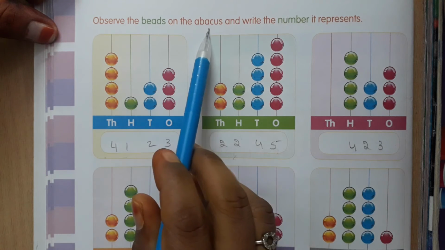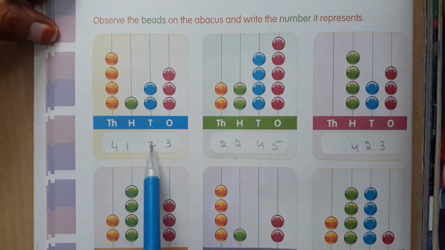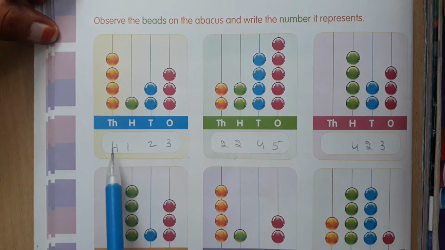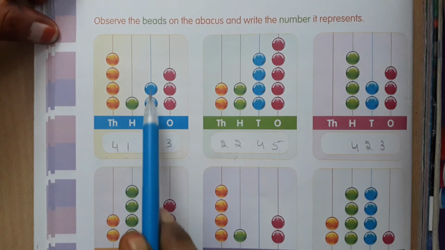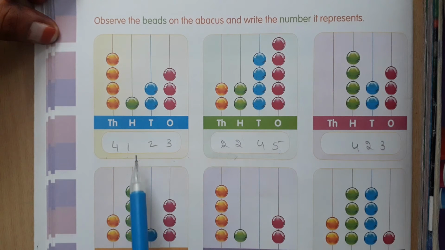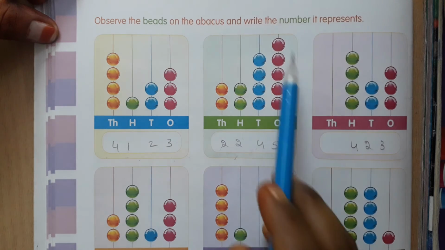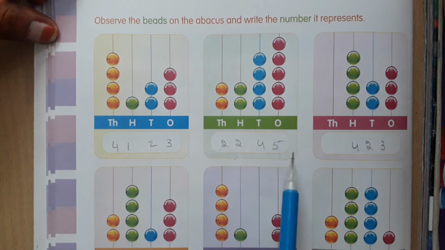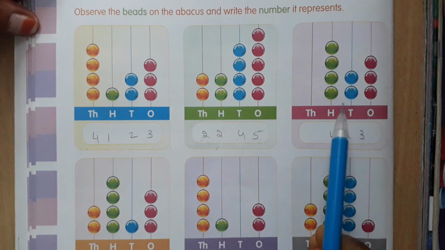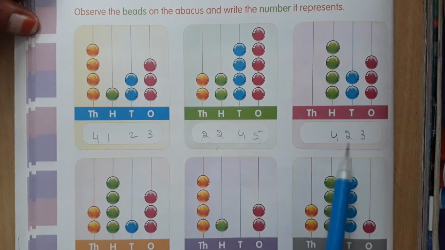Observe the beads on the abacus and write the number it represents. Look here, 4, 1, 2, 3. That is 4123. Here in thousands place 4 beads, hundreds place 1, tens place 2, ones place 3. 4123. Next, thousands place 2, hundreds place also 2, tens place 4, ones place 5. 2245. Next, here in thousands place no bead is there, so don't write any number. Hundreds place has 4 beads, tens place 2, ones place 3. 423.